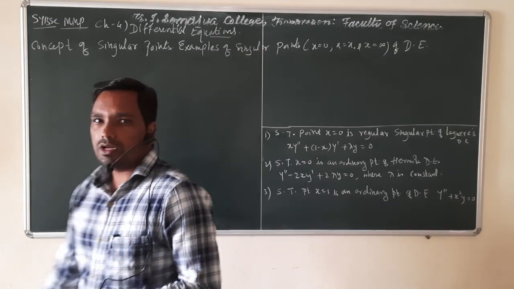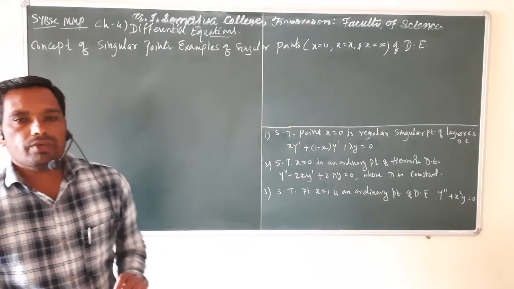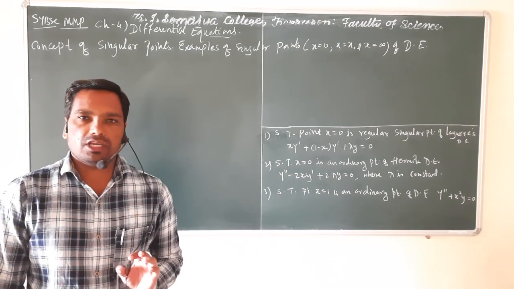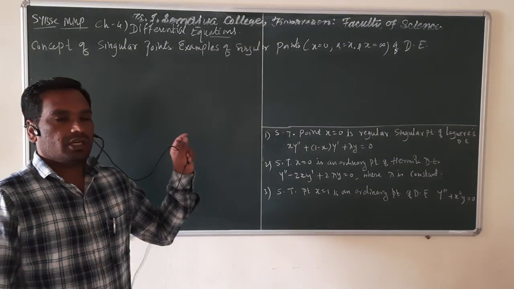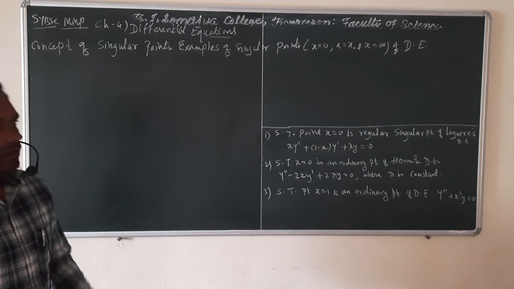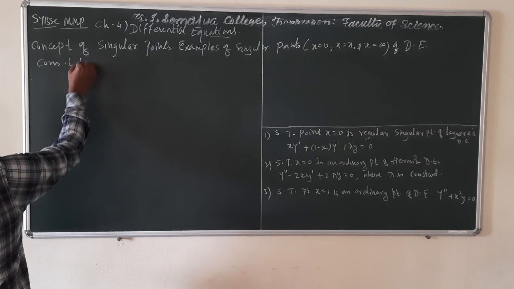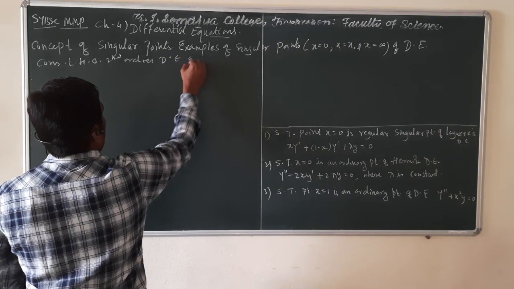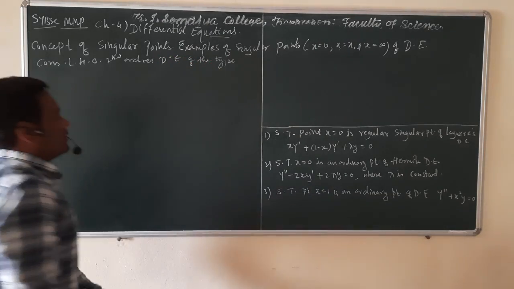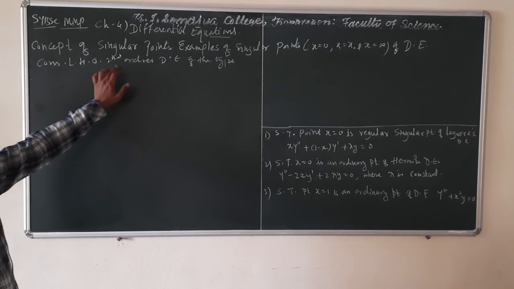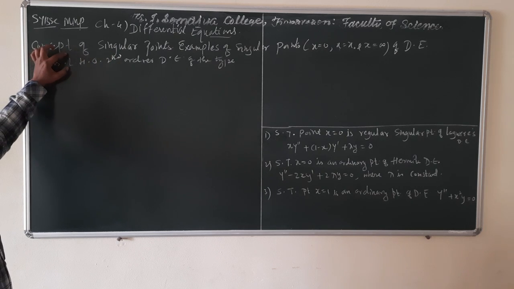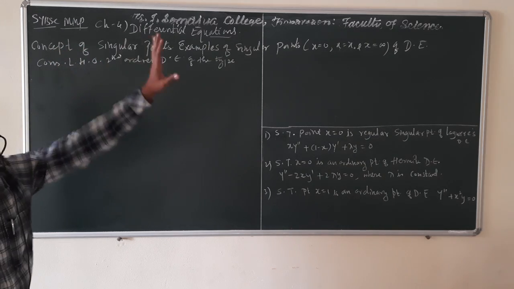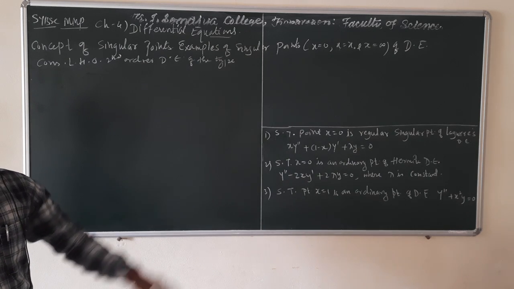To find the singular points of a differential equation, here we are taking into consideration only linear homogeneous ordinary second order differential equations. For those differential equations we are going to study only singular points. Now consider a linear homogeneous ordinary second order differential equation of the type. You already know what is meant by linear, homogeneous, ordinary, and second order differential equation, which we already studied in our previous lecture.